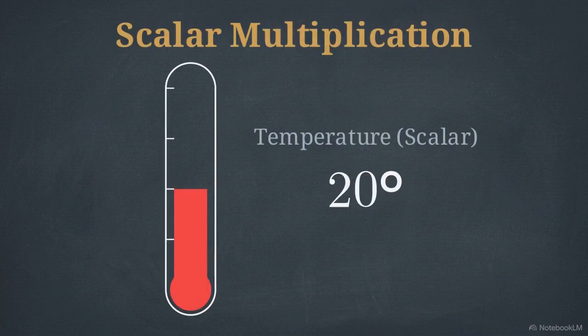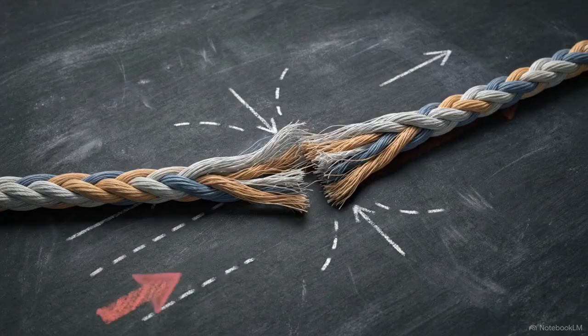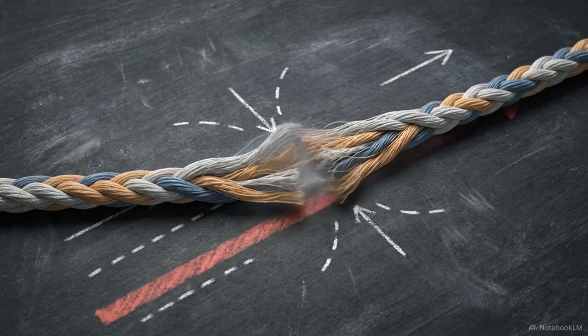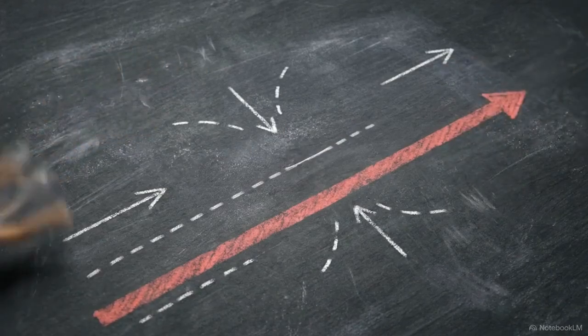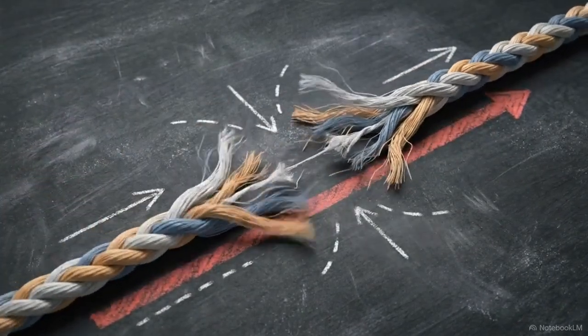Scaling a quantity like temperature is straightforward. If you double a room's heat, you get a single, predictable number. But engineering forces operate as vectors, carrying both magnitude and direction. When a bridge cable fails, that force acts along a specific line in space.